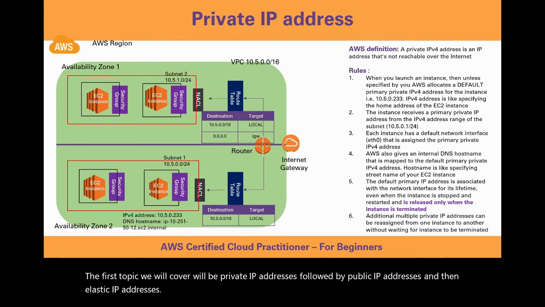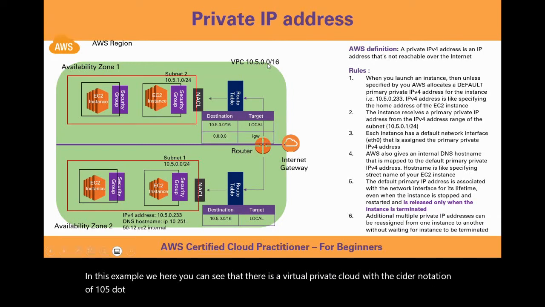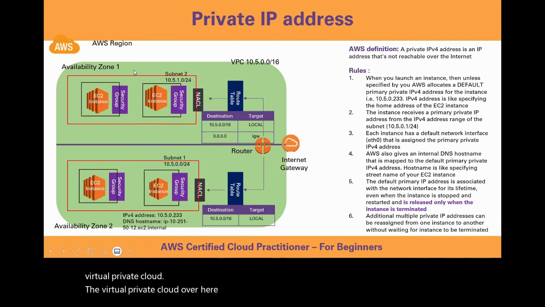So, the AWS definition for a private IPv4 address is an IP address that is not reachable over the internet. In this example, you can see that there is a virtual private cloud with a CIDR notation of 10.5.0.0/16. This gives a total range of 65,536 hosts that could reside within this virtual private cloud. The virtual private cloud is subdivided into two parts between availability zone 1 and availability zone 2.